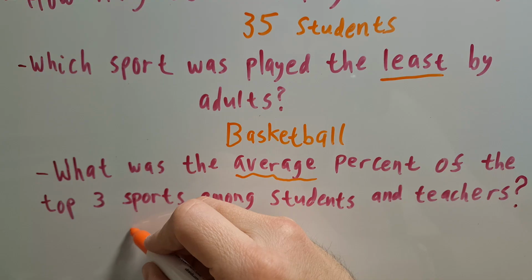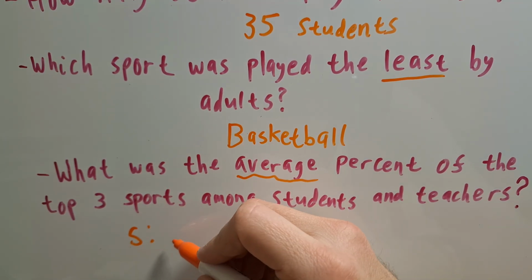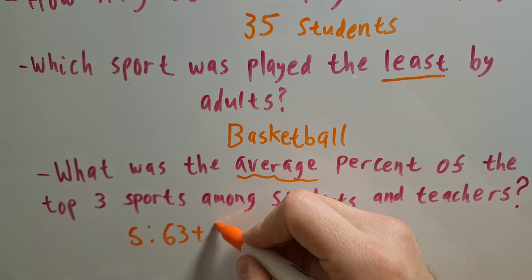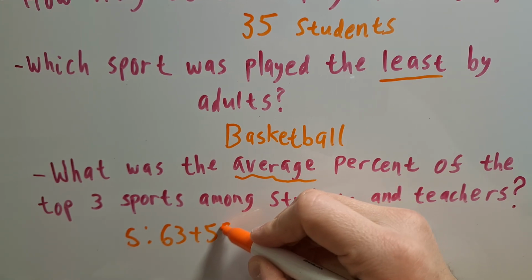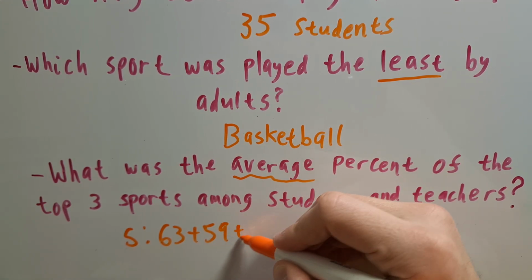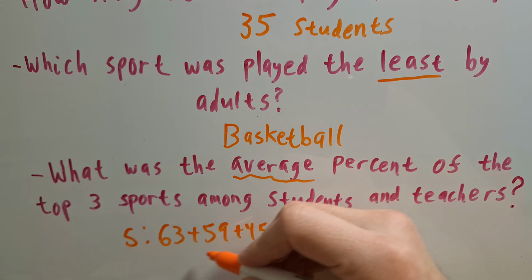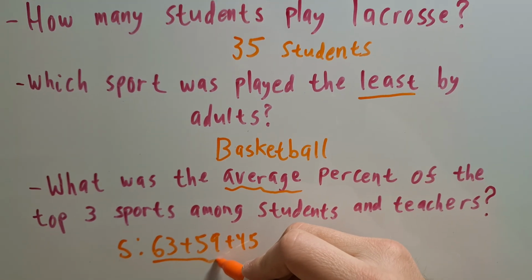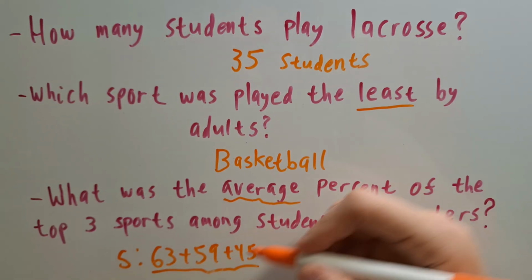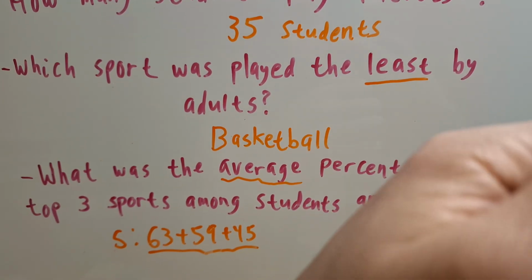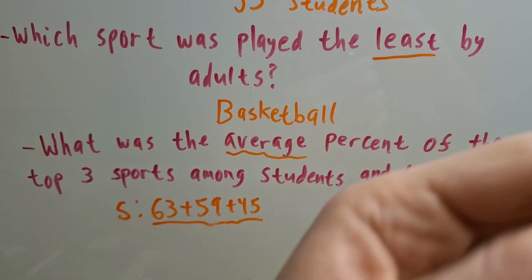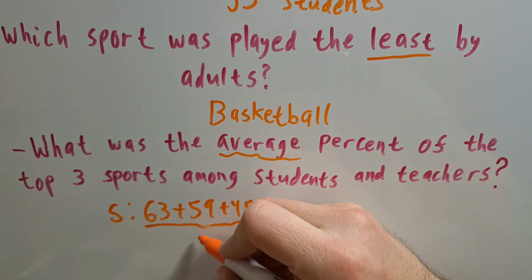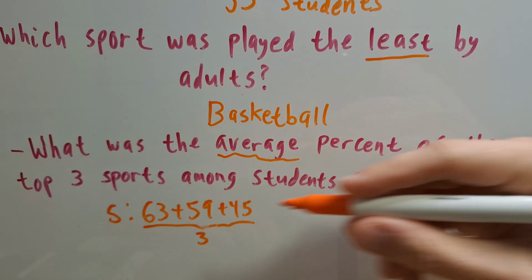So for the students, I'll just label it as S. It's going to be 63 plus 59 plus 45. And then we're going to divide this by 3. Oops, camera getting in the way there. One moment. Move this down here. All right. Divide that by 3.